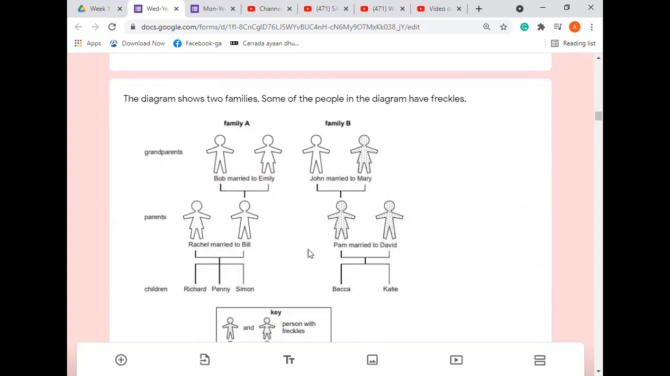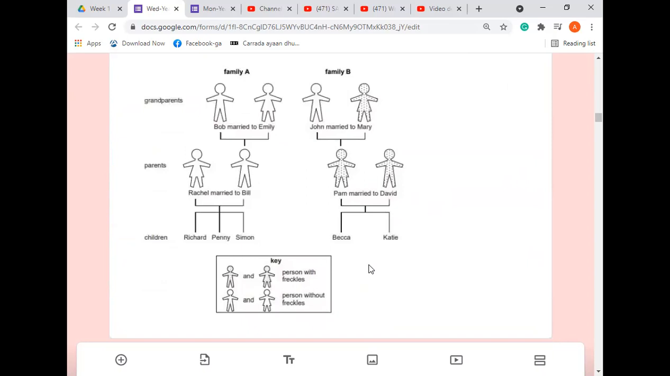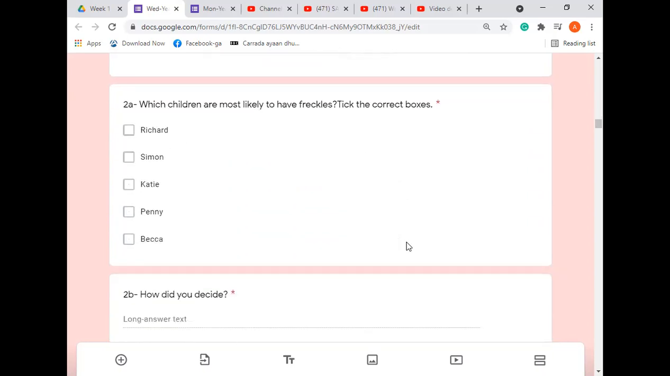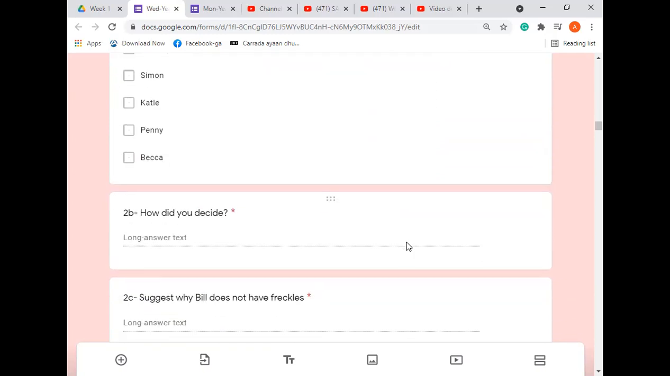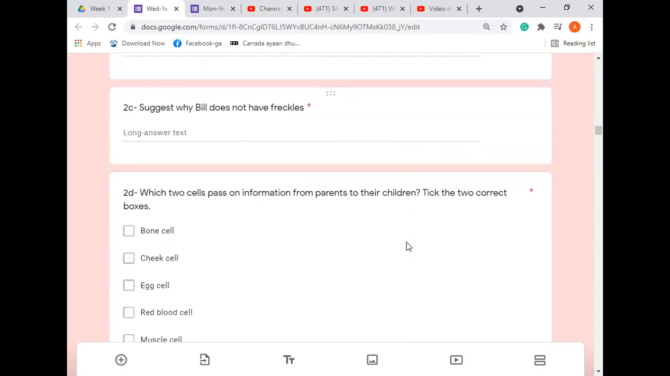The second question is about a diagram you have. A family diagram. This is basically about a genetic disease. So some of these people have a genetic disease. You can see here, family B, they don't have freckles, and family A, they don't have any disease. The ones that have the disease, you can see they have dots on them. So which children are most likely to have freckles? Tick the correct box. Then, how did you decide this? So when you choose, how did you decide? Just white build does not have freckles.